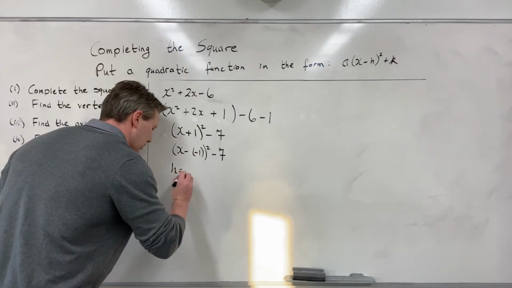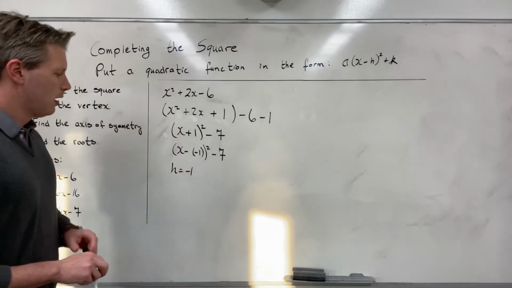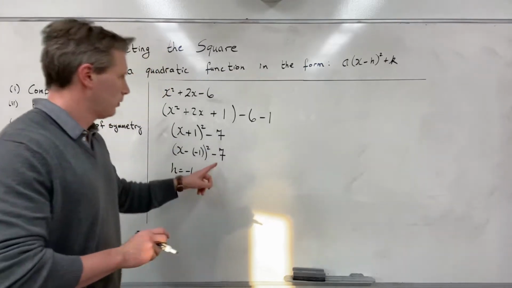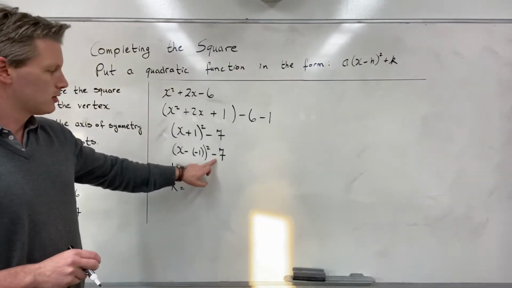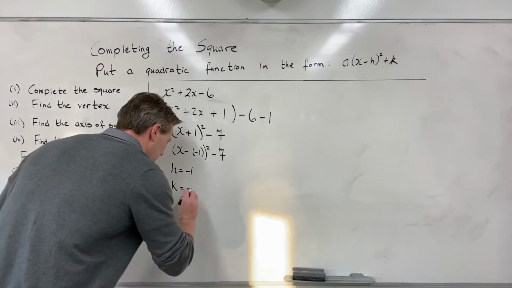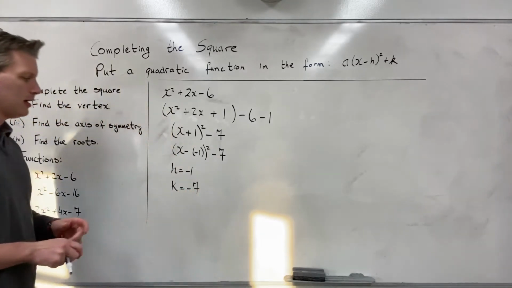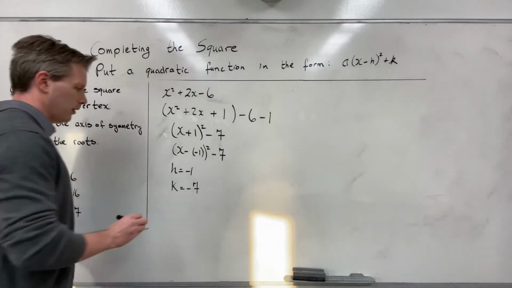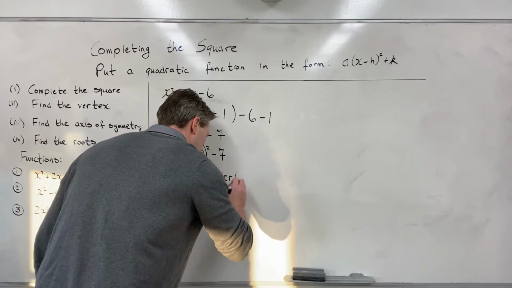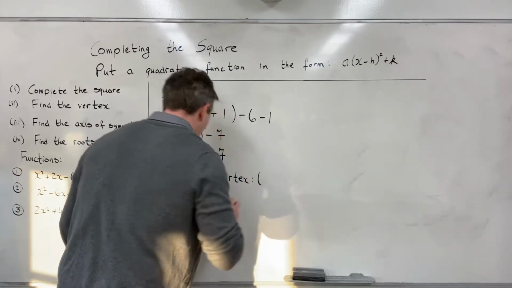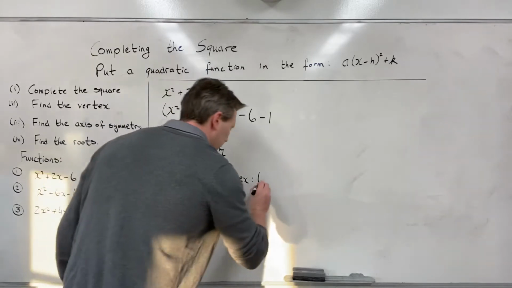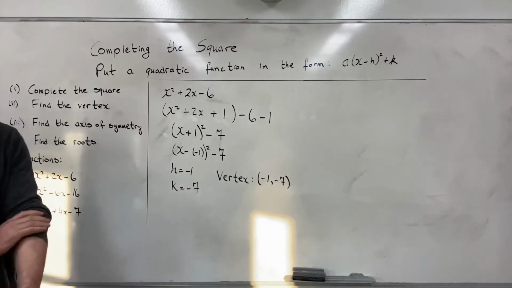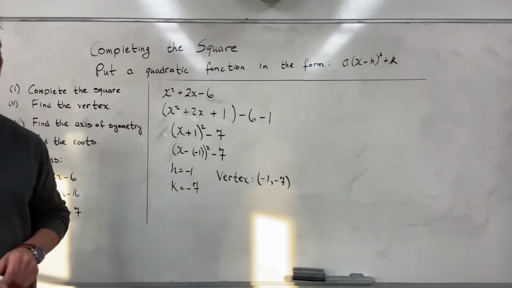So my h value is actually minus 1. My k value up here, well, here I have a plus, so it's okay. I have a minus 7, and so my k value is negative 7. What this means is that the vertex of this function occurs at the point minus 1, minus 7. Minus 1, comma, minus 7. Those are the x and y coordinates of the vertex of this parabola.